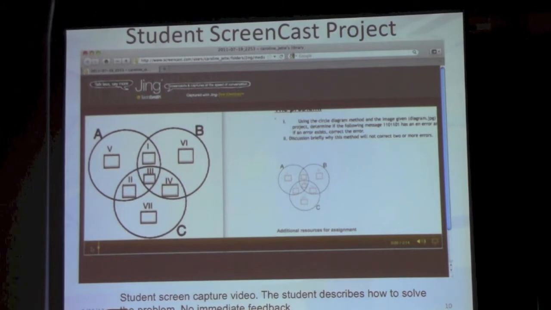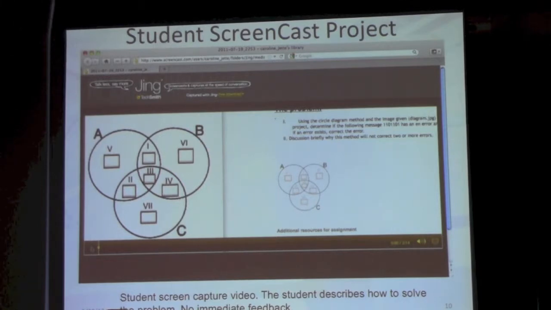One of the things I did is I required students to download a computer program called Jane, which is free. It's similar to Camtasia or a video capturing system. And I'd give them a project to do, and they would have to video capture their screen. So this is a picture of one student who actually did this. This is a student describing how to solve an error analysis problem in the course, transmission errors.